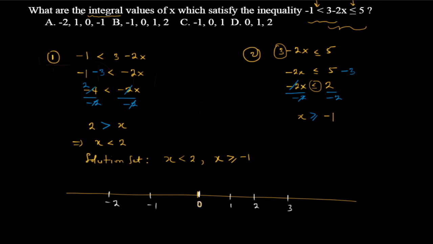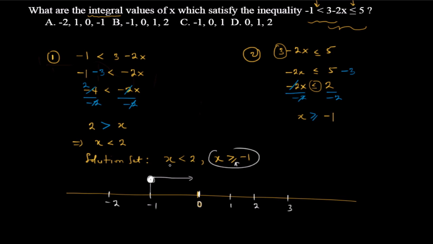Now my aim is to find the integral values of x that satisfy these two inequalities. To do that, I want to draw the graph of these inequalities. It says x is greater than or equal to -1. So I go to -1 here. It says x is equal to -1, so I'm going to shade this. And it says x is also greater than -1, so it goes in this direction.